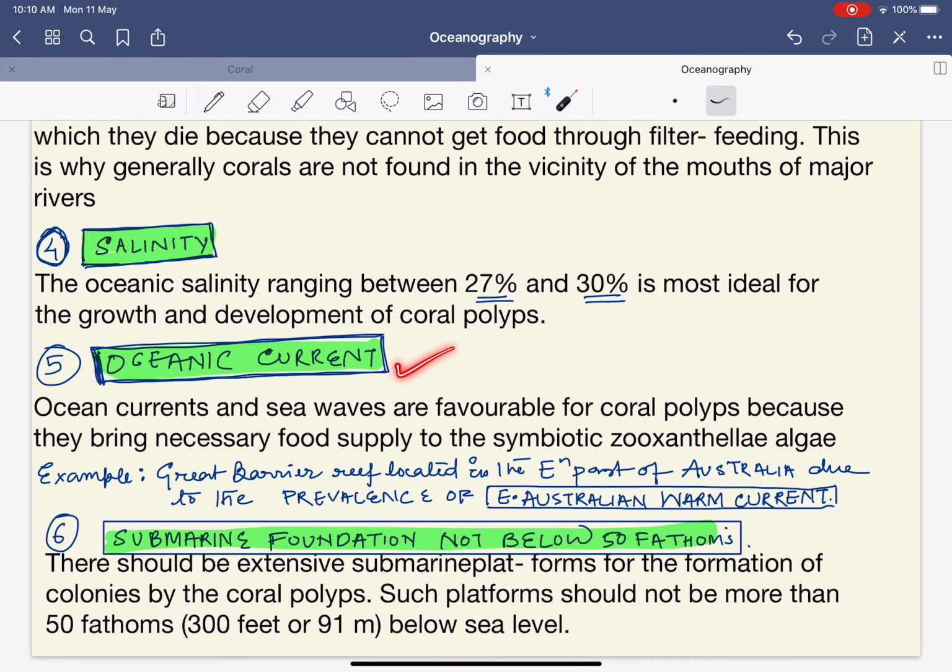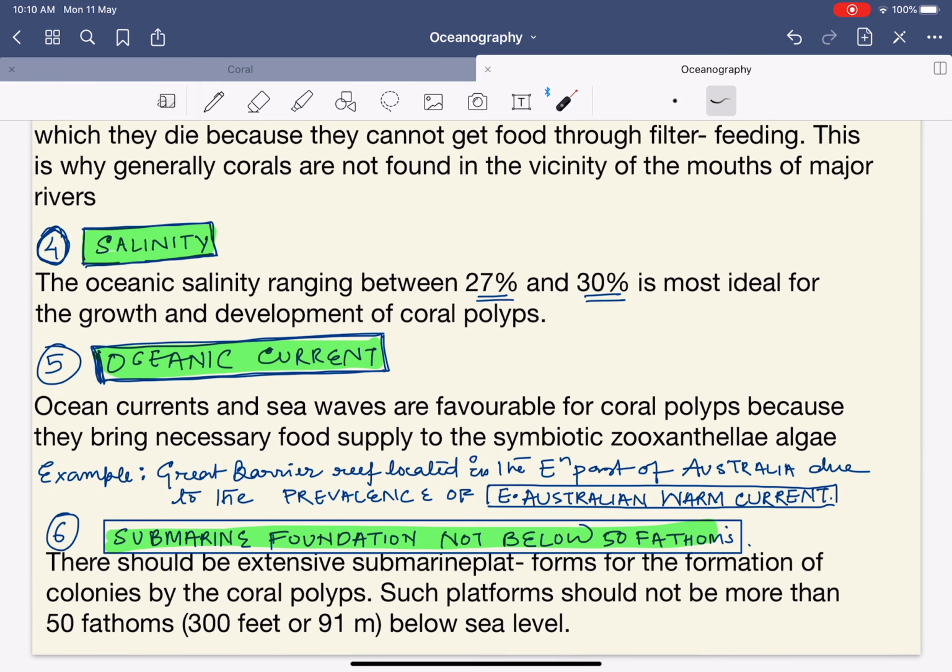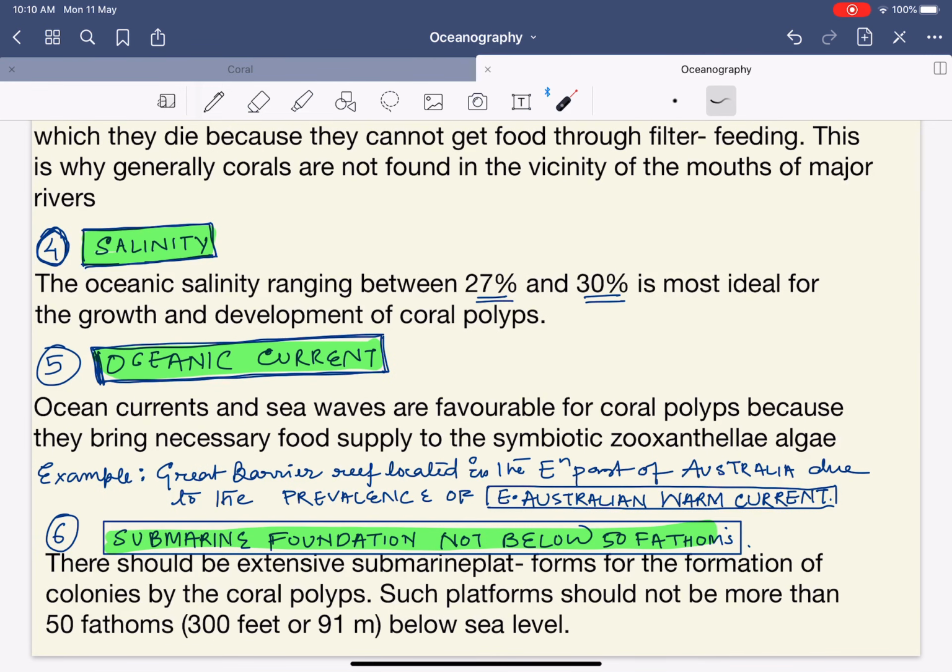Next is the oceanic current. Oceanic current brings with it nutrients and minerals which are necessary for the growth of the coral. And what you would find is that most of the corals are located in the eastern part of the continents. For example, the Great Barrier Reef is located in the eastern part of Australia due to the prevalence of the East Australian warm current. But that doesn't mean that corals are not found in the western coast. That would be very wrong to say.